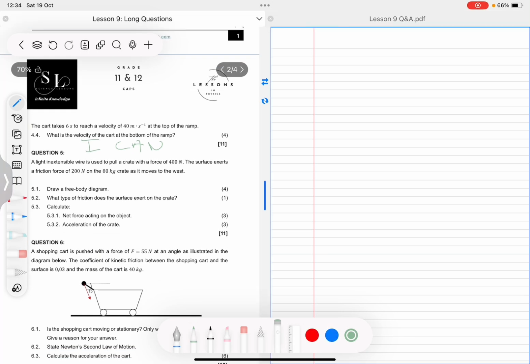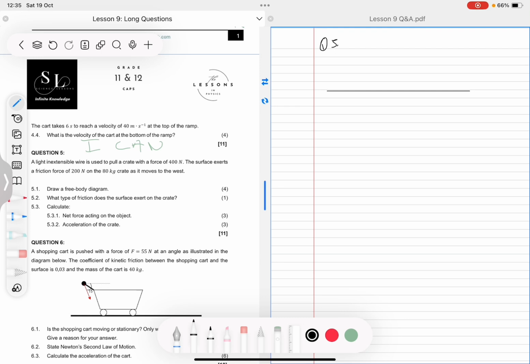Question 5 says that a light inextensible wire is used to pull a crate with a force of 400 newtons. The surface exerts a friction force of 200 newtons on the 80 kilogram block as it moves to the west. So this is question 5.